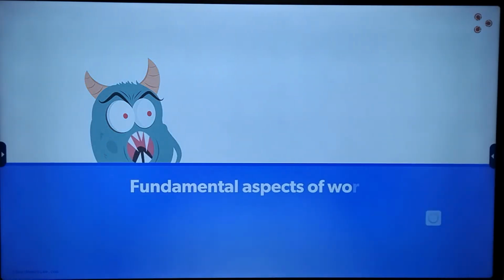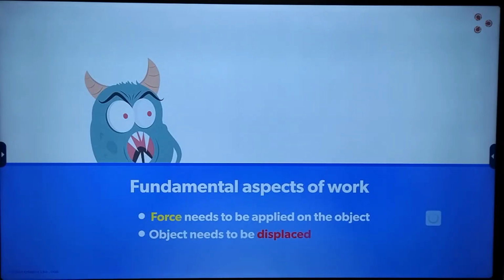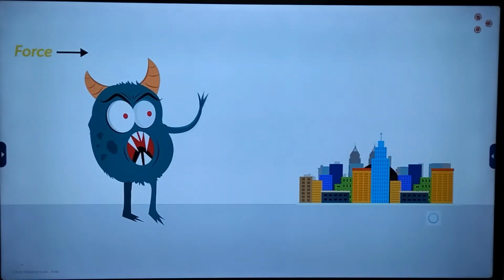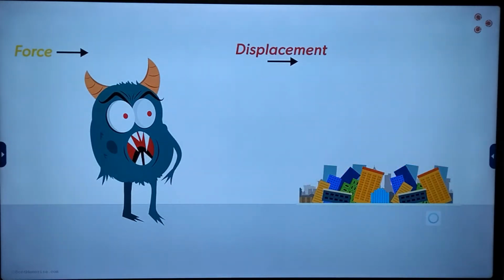So, what were the fundamental aspects done to consider this as work? Why did I say that work's done here? There are two requirements that should be met for work to be done. One, force needs to be applied on the object. Two, the object needs to be displaced. If an object does not meet these two conditions together, then it isn't considered as work. When the monster threw the boulder at the city, he applied force on it and threw it in a specific direction and hence displaced it.